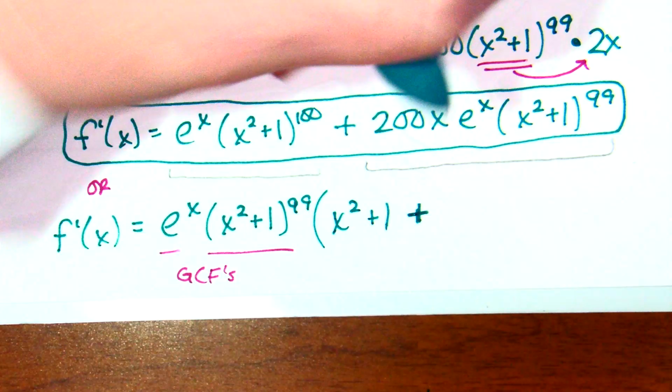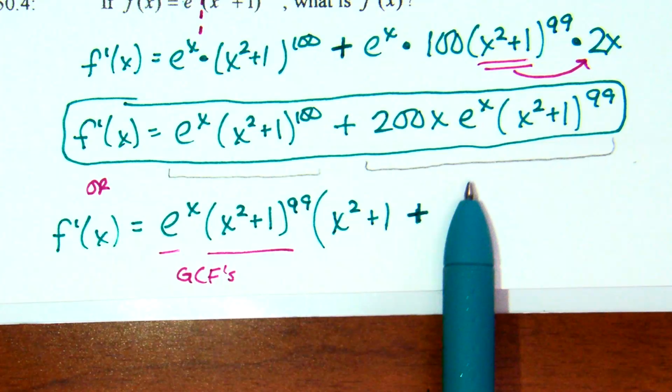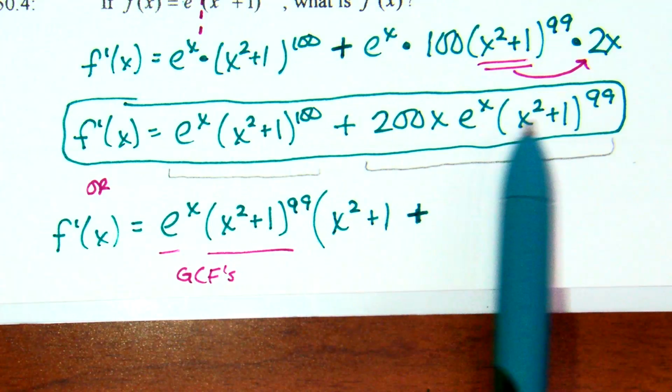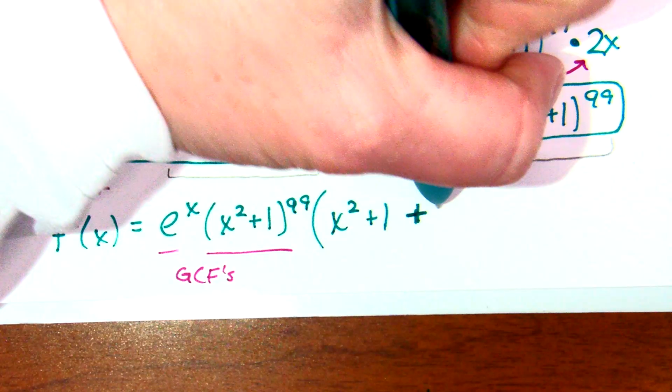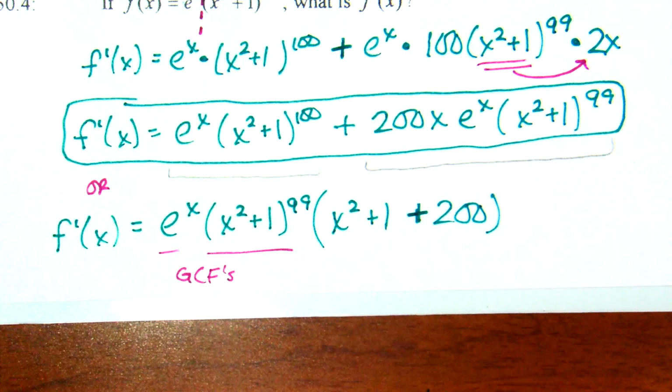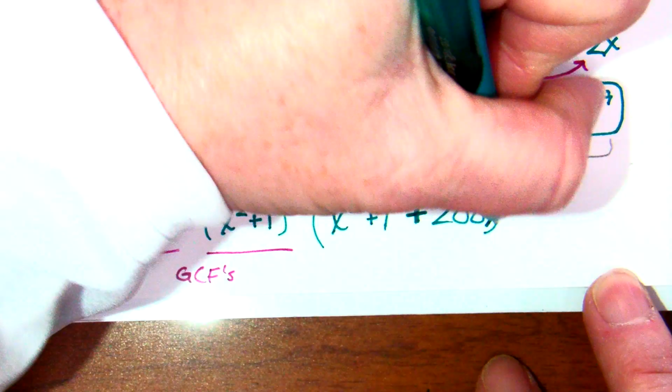plus the second part of this. So if we take out e to the x and x squared plus 1 to the 99, what remains? 200x. Oops, 200, about lost my x.